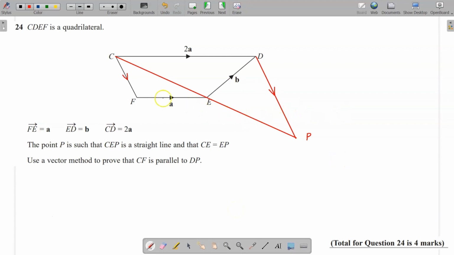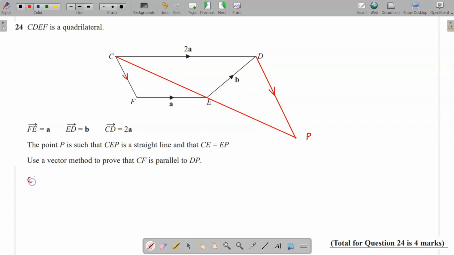Now, what I'm going to have to do is get a vector expression for CF in terms of A and B, all right? And then I've got to get an expression for DP in terms of A and B, and then I would need to show that one is a scalar multiple of the other, to show that they're parallel, all right? So let's do CF first of all.